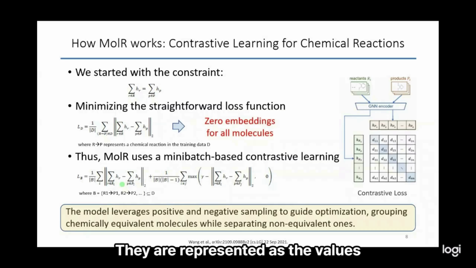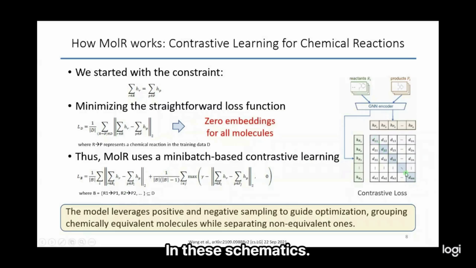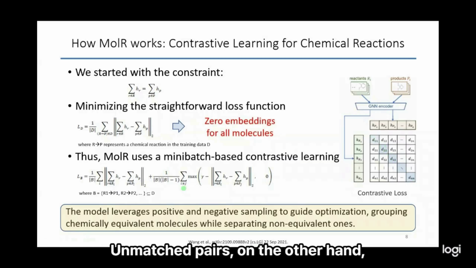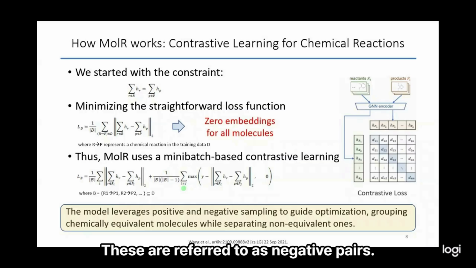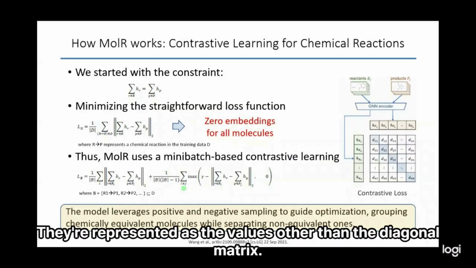They are represented as the values in the diagonal matrix in this schematic. Unmatched pairs, on the other hand, are formed by taking the reactants from one chemical reaction and pairing them with the products from a different chemical reaction within the same mini-batch. These are referred to as negative pairs. They are represented as the values other than the diagonal of the matrix.